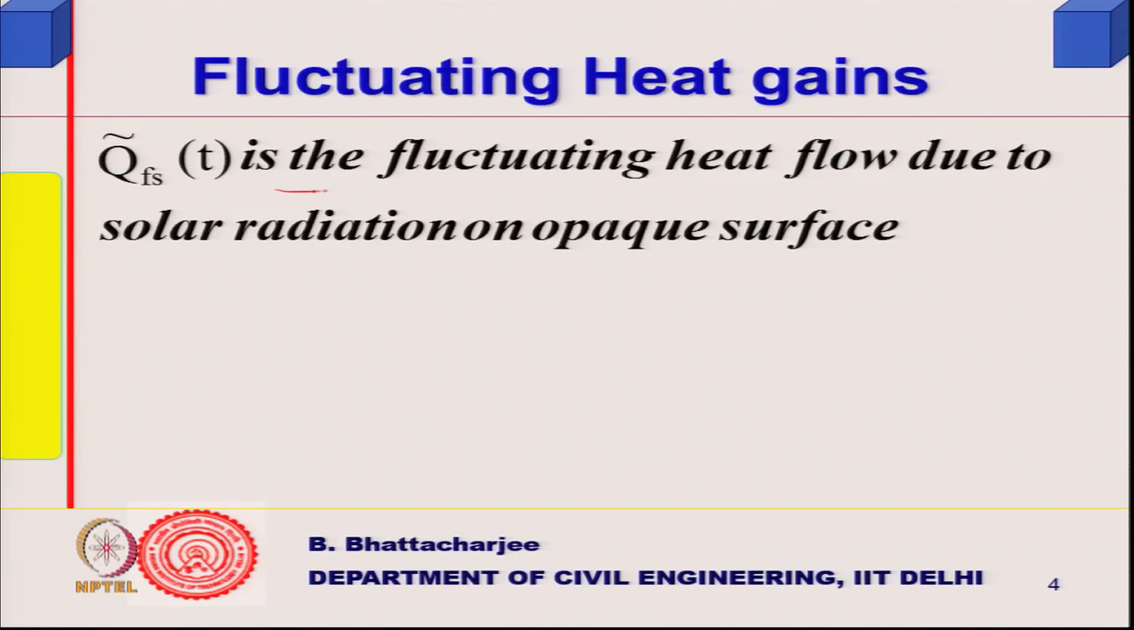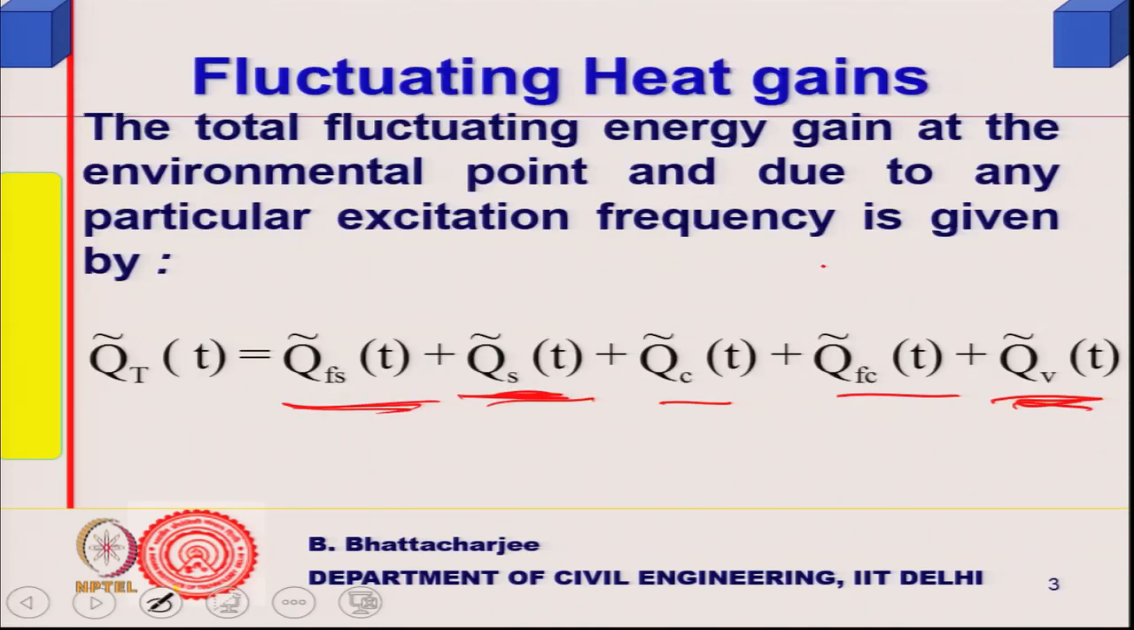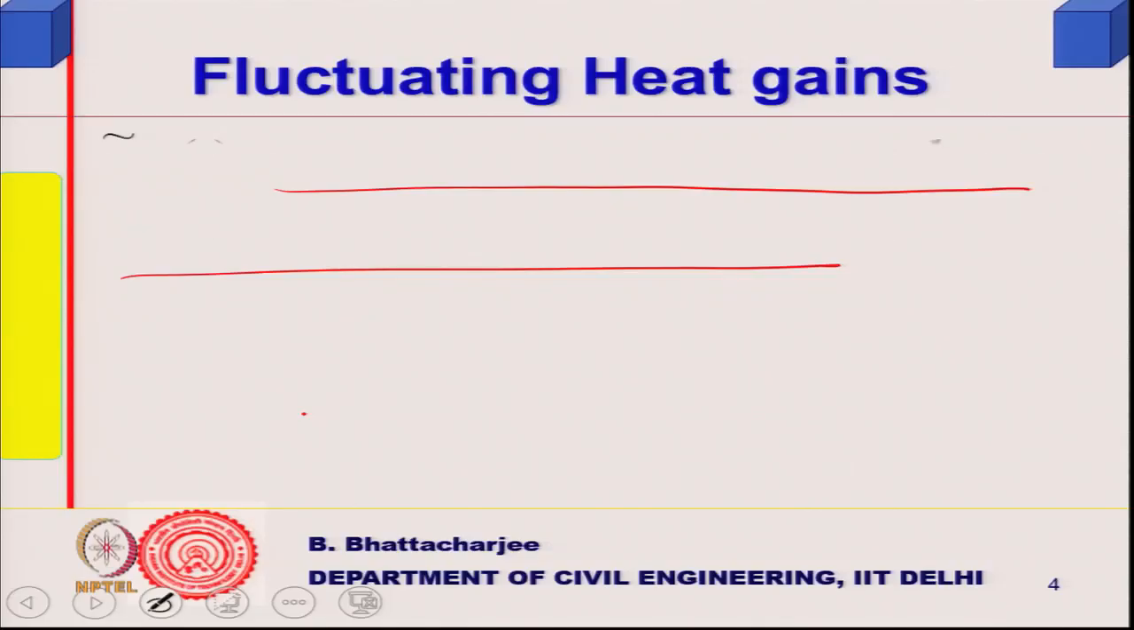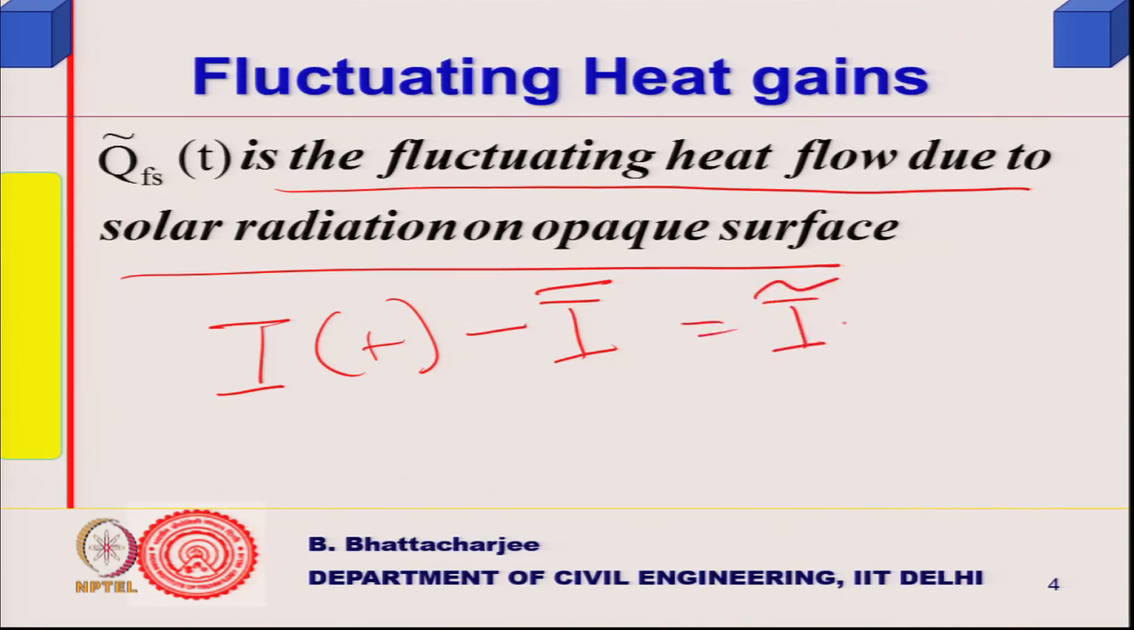QFS is the fluctuating heat flow due to solar radiation on opaque surface, first term, opaque surface, right. I have taken the I average, and the excess value over the mean is a swing. I at any point of time minus I mean, I call it I swing at that particular time. Mean plus there is a fluctuating term. So, that is what it is.